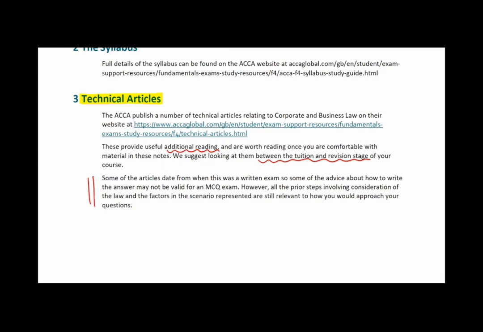So before then, we now can start looking at our material. I'm just going to spend a little bit of time talking to you about your study planner.